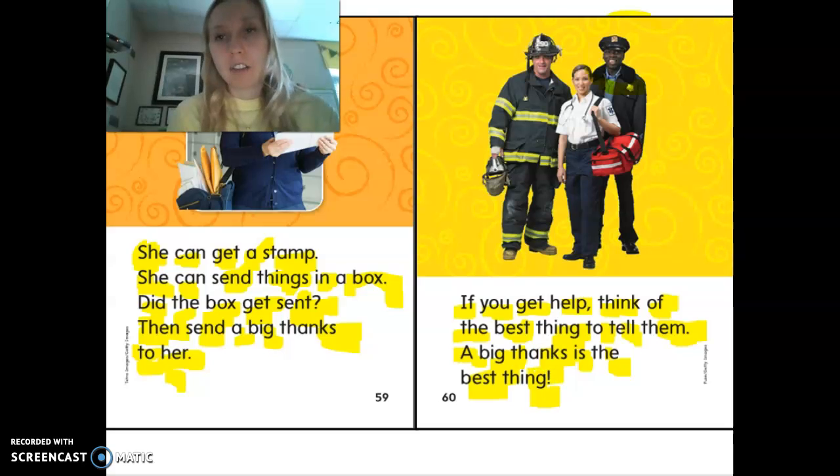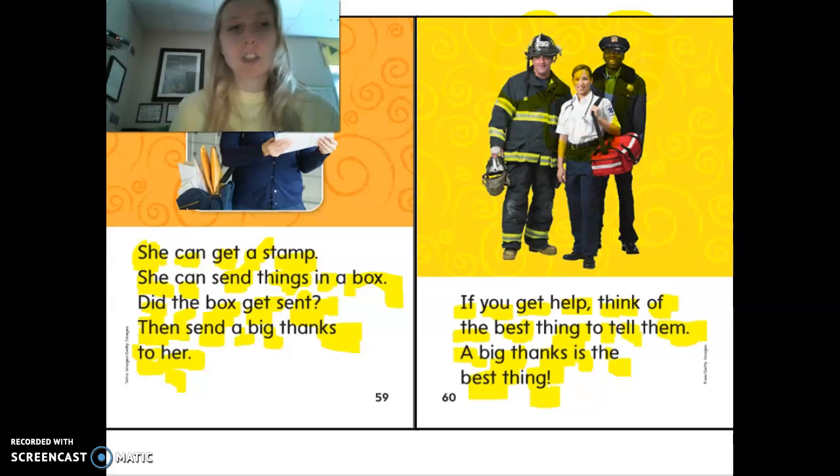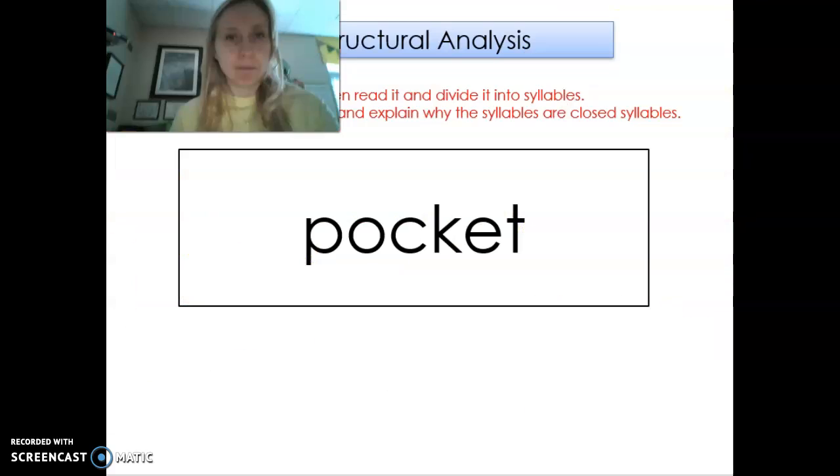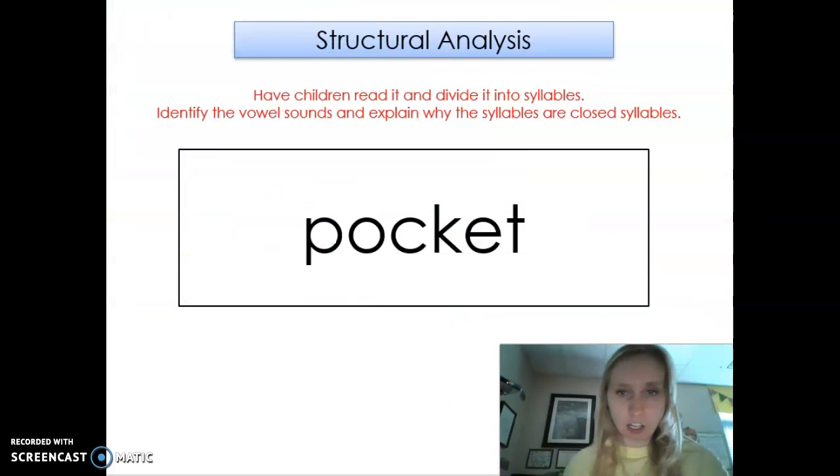So here we have our policeman, our firefighter, and this is an emergency worker who helps people who have accidents. So medicine helps them. Okay, let's look at our closed syllable.